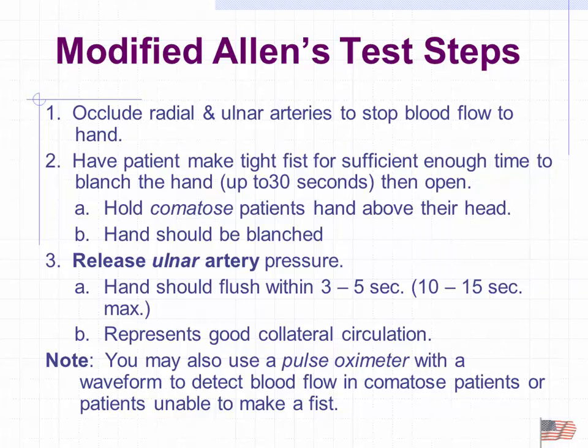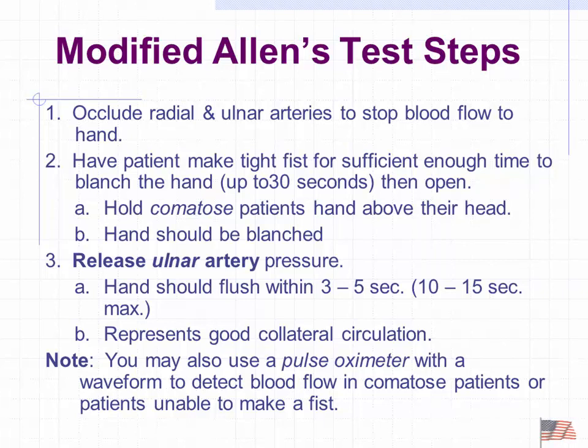So how do we do this? Well, we occlude the radial and the ulnar arteries. We have the patient make a tight fist sufficient enough to blanch the hand. So have him make multiple fists. We release the ulnar artery, and the hand should flush within 3 to 5 seconds, and that means you have good collateral circulation.